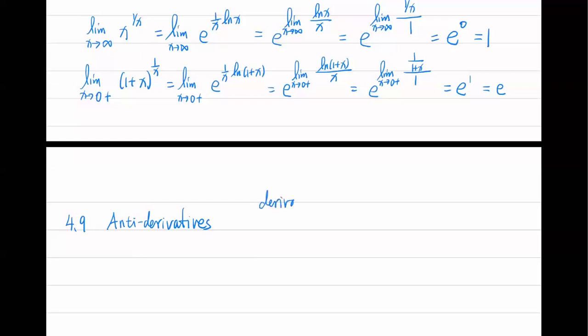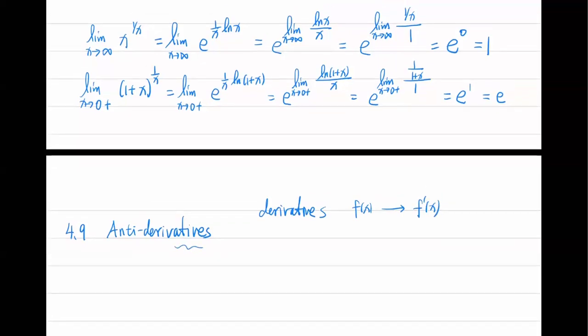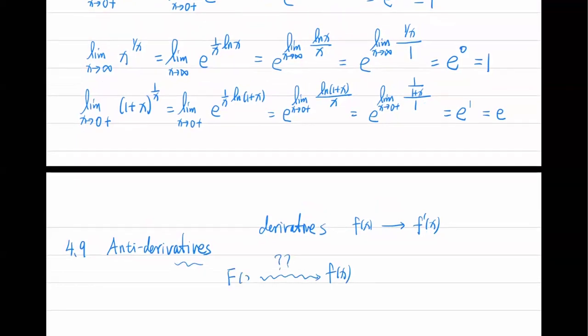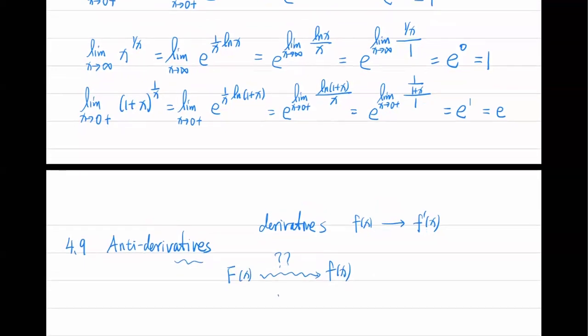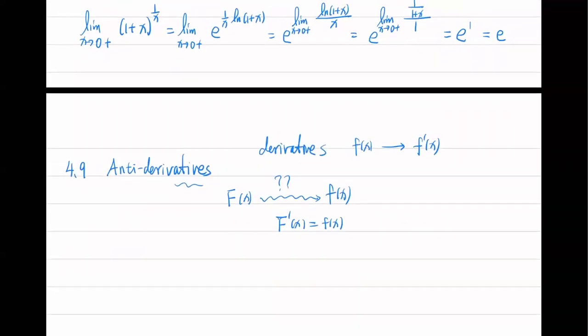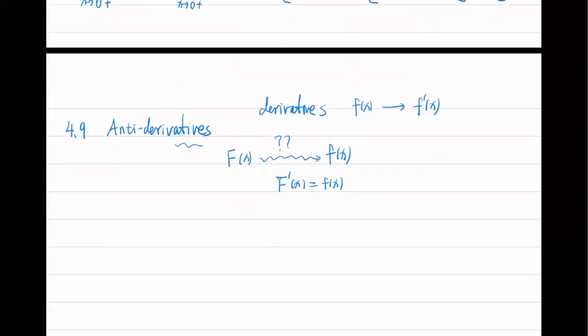Okay, make a comparison. Derivative: f of x goes to the derivative. But antiderivative is something in the opposite direction. We give a function f. We want to find something whose derivative is f. In this case, we will call this the antiderivative of f. Okay, so let me give a formal definition.